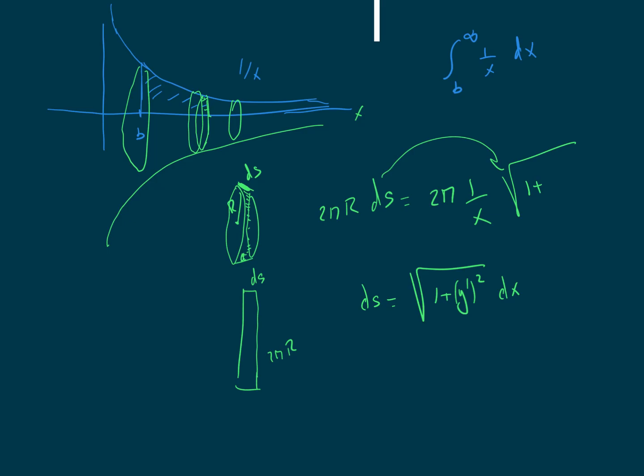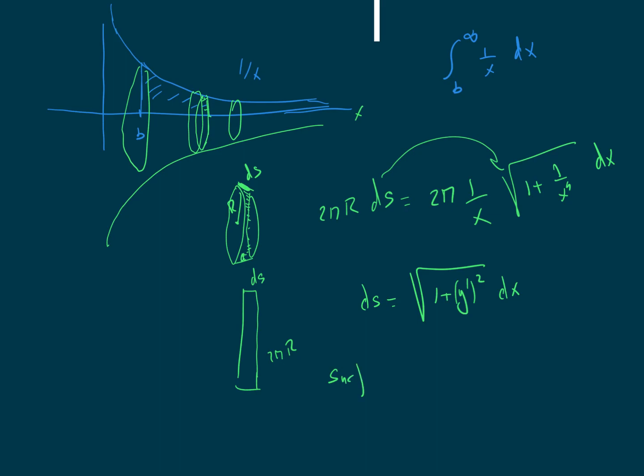What is the derivative of 1 divided by x? It is minus 1 divided by x squared, but the square will be positive, 1 divided by x to the fourth, dx. And this is the integral, this is the surface area.